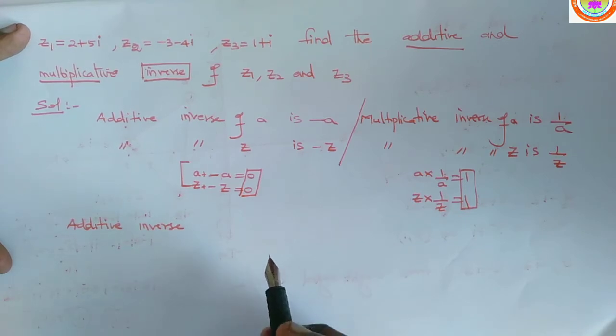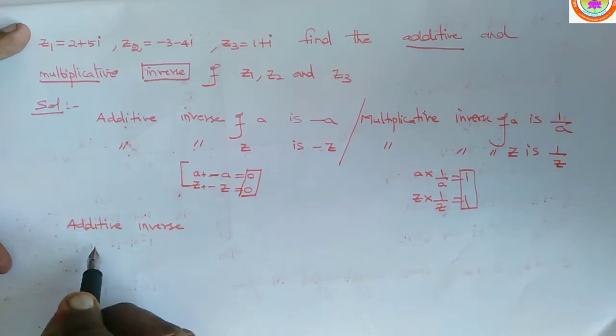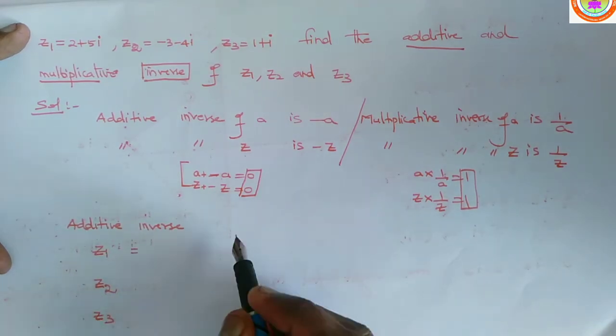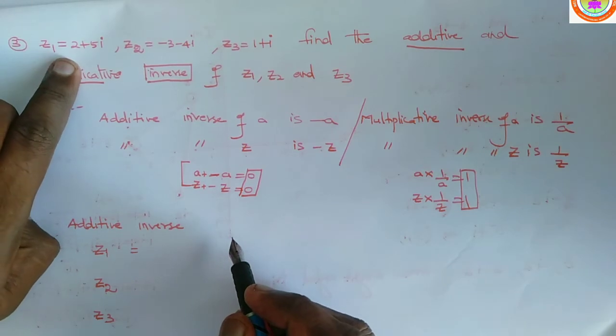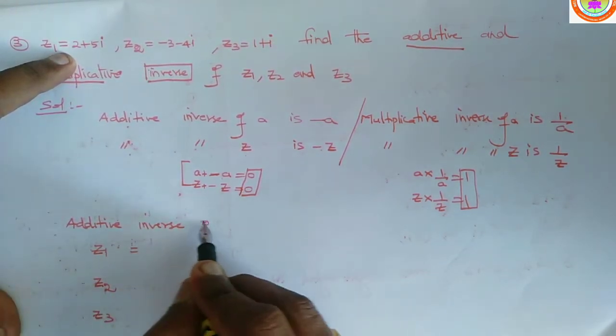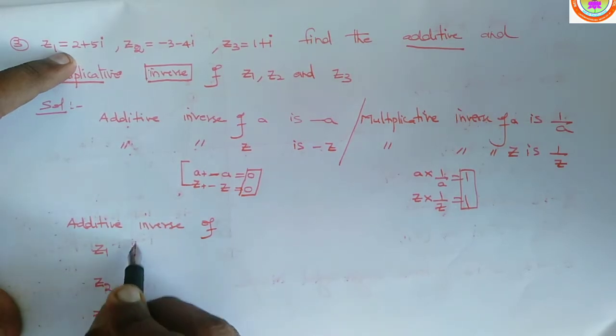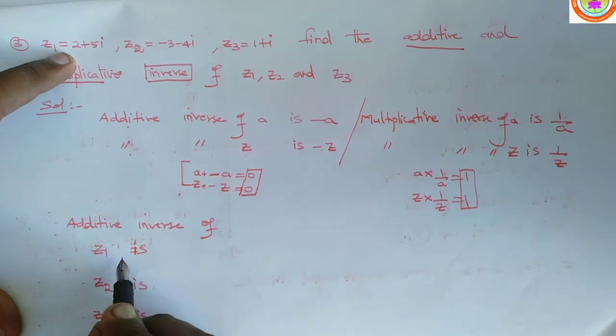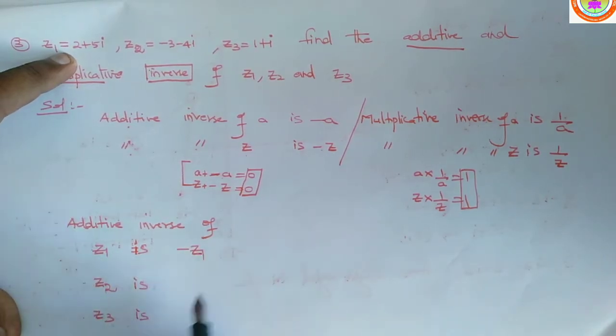Additive inverse of z1, z2 and z3. Additive inverse of z1 is minus z1. Additive inverse of z2 is minus z2. Additive inverse of z3 is minus z3.